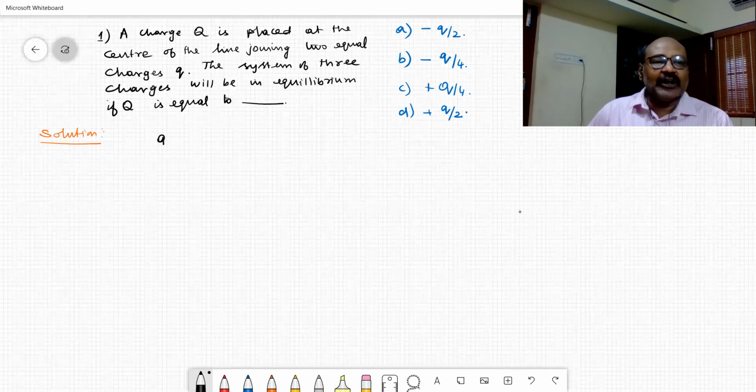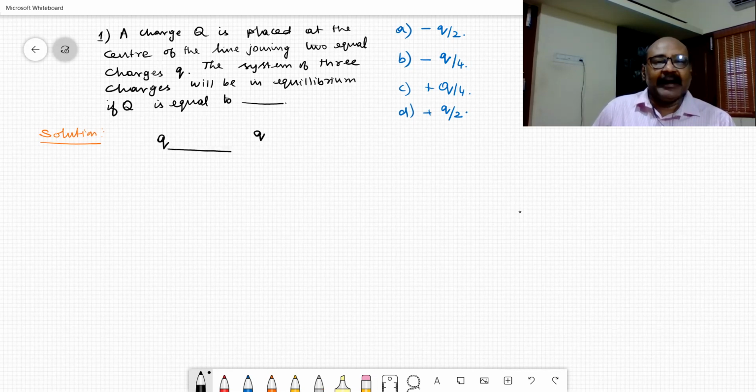We are having two charges q and q separated by a distance. Let us consider the distance of separation as d. At the center point, we are having another charge considered to be capital Q. It was asked, what is the value of Q if the system is in equilibrium?